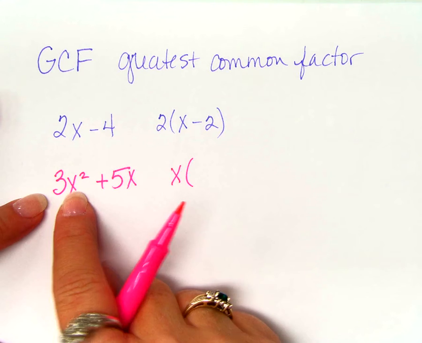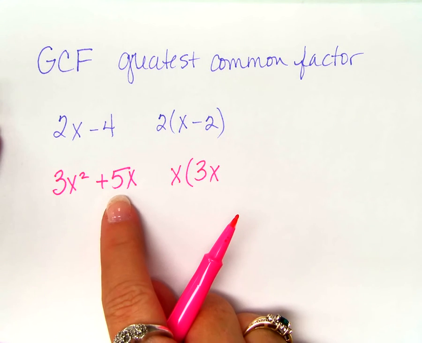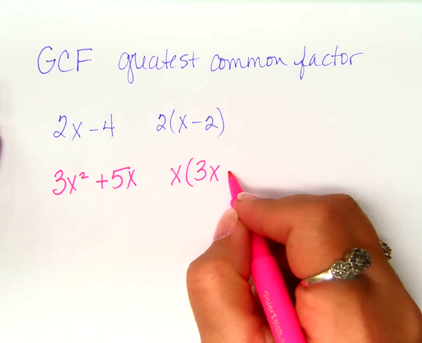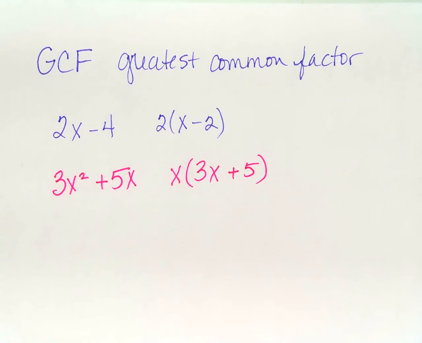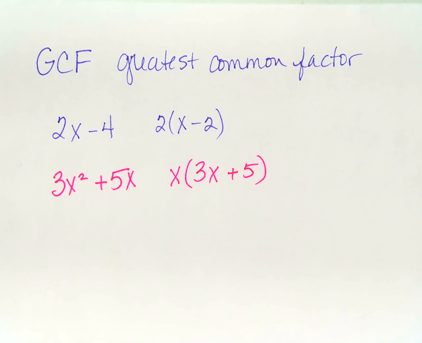3x. Good. What's left when I divide this term by x? Plus 5. Done. So there won't always be a number I can divide out, but there might be a variable, which doesn't look like a number. It looks like an x, a letter. You okay with that?